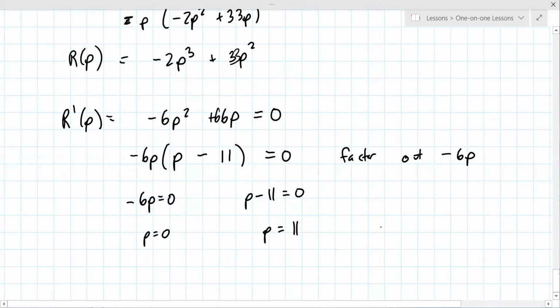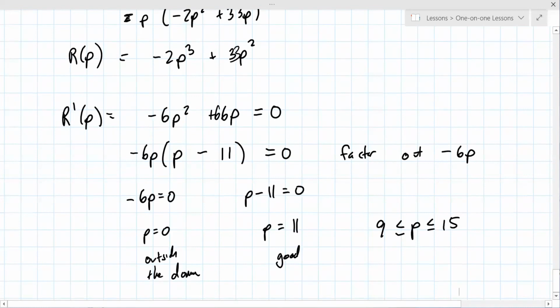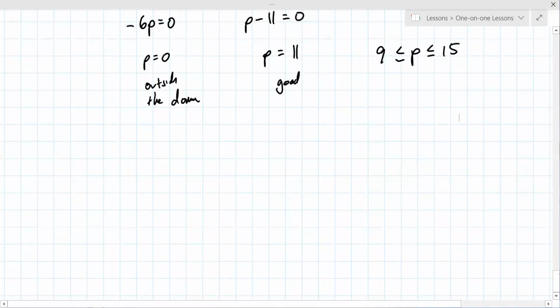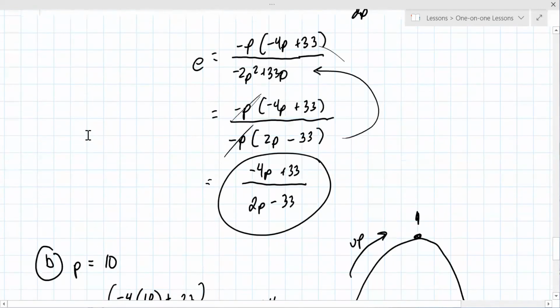But if you go back to the very beginning of the problem, it says 9 is less than or equal to p, which is less than or equal to 15. This is the only one that's good. This one's outside the domain. So it would be p equals 11 because of that. And that's part C, first answer.